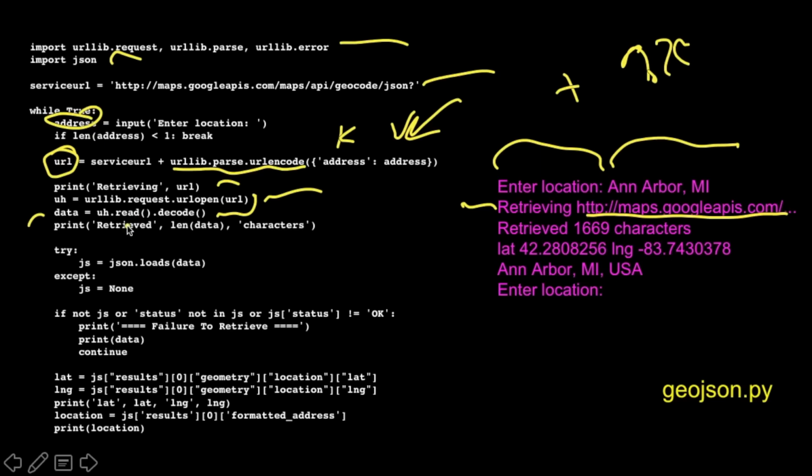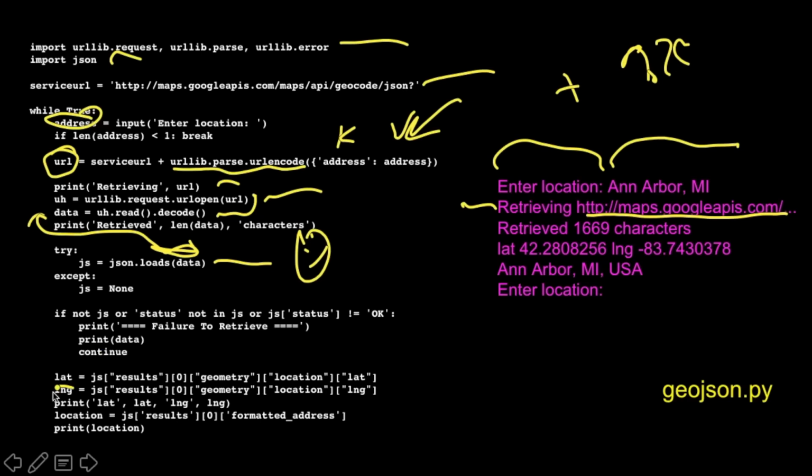So we retrieved 1669 characters, and then we're going to take this data and parse it with JSON. And we might get bad data here. It might blow up, but it might work. We have an error that basically says if we got a bad thing, we're going to blow up. But in this case, it works and doesn't blow up.